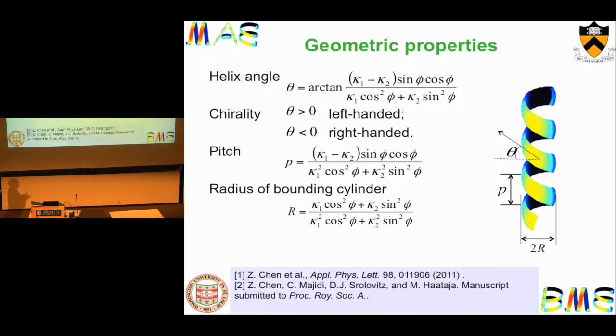And the handedness or chirality is simply dictated by the sign of the helix angle. And the pitch is the distance between the adjacent turns. And the radius of the bounding cylinder can all be written in terms of these three independent geometric parameters.